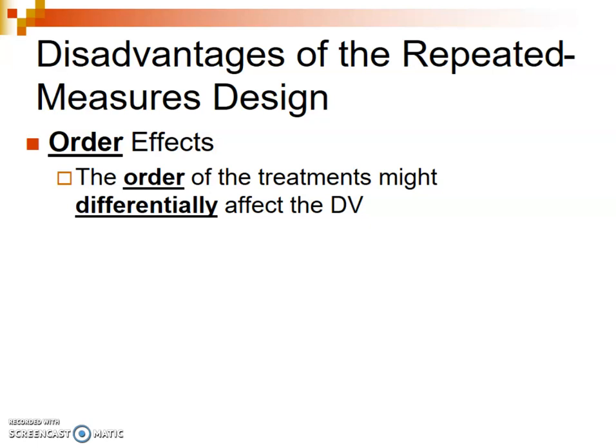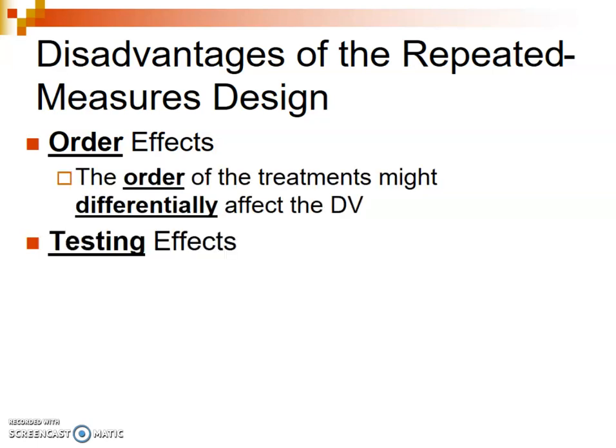issue where the order of your treatments might have a different effect on your dependent variable. So maybe the effects of the happiness pill carry over into the placebo condition, but not vice versa. Maybe the placebo effects wouldn't carry over into the actual treatment condition. So it's hard to know whether you are measuring effects that are just due to the one condition that the participants are in at that given time point, or if there was some kind of carryover effect from the previous condition.